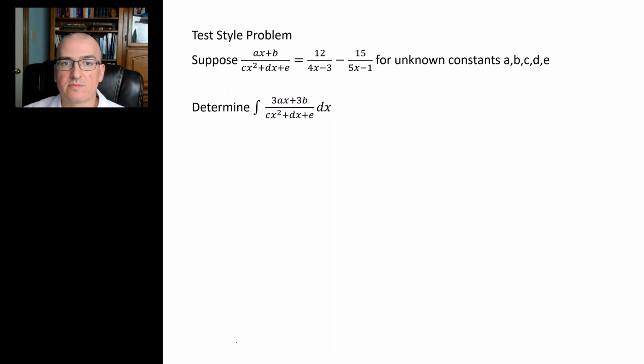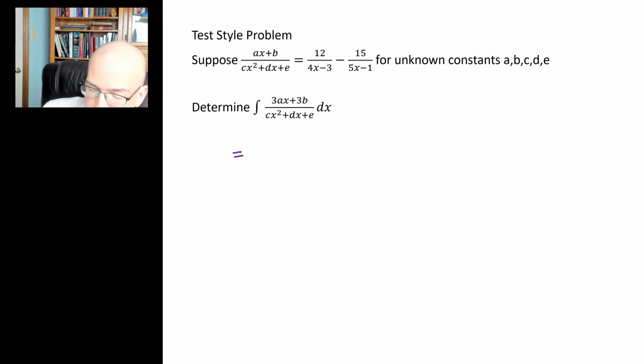Here's a better question. Now these questions can be extremely time consuming. So here's a format that tests some of the same content, less time consuming. We're told that (ax + b) over (cx² + dx + e) is equal to 12 over (4x - 3) minus 15 over (5x - 1) for some unknown constants a to e. And then we're asked to determine what is the integral of (3ax + 3b) over (cx² + dx + e).